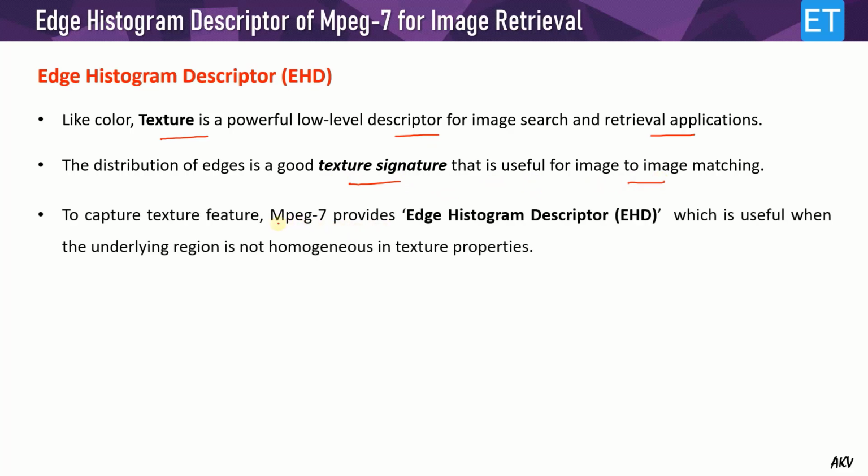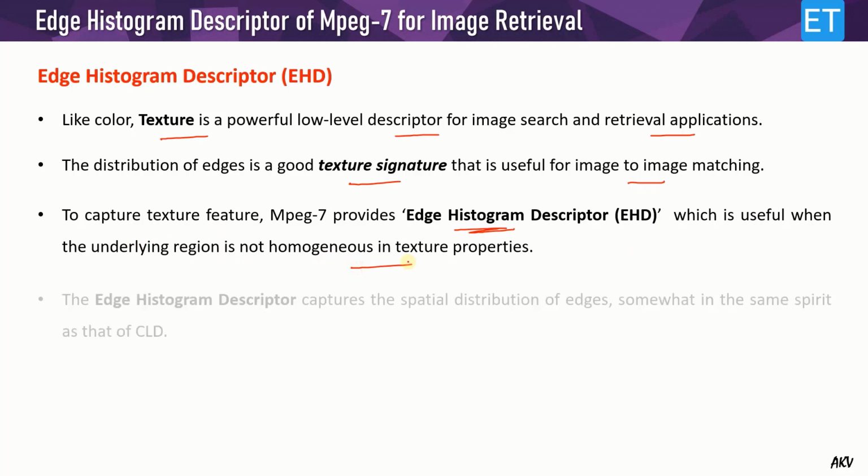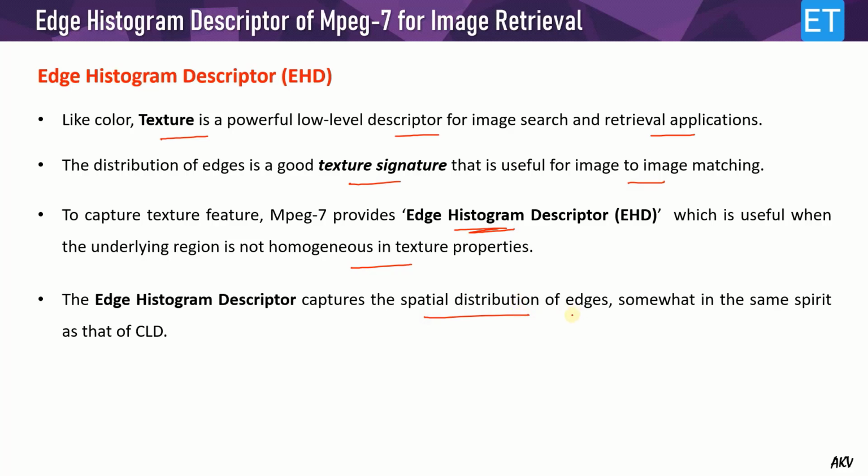To capture the texture feature, MPEG-7 provides the edge histogram descriptor, which is useful when the underlying region is not homogeneous in textural properties. The EHD captures the spatial distribution of the edges. Somewhat, you can say that it is similar to the CLD, where the CLD captures the color distribution. In a similar way, the EHD captures the spatial distribution of the edges.